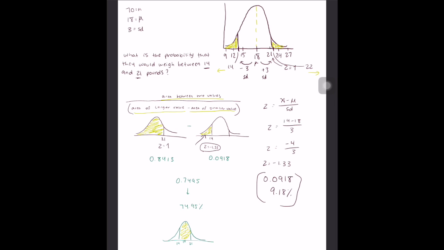So the answer to this question is that the probability that a random puppy would weigh between 14 and 21 pounds is about 74.95%. And that's how we successfully navigate a normal probability distribution.